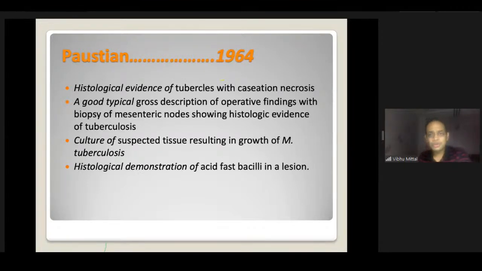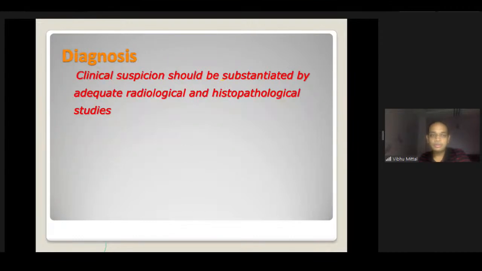Now, going forward, diagnosis. Well, Logan in 1964 said that for diagnosing tuberculosis, you should have histological evidence of tubercles with caseation necrosis; a good typical gross description of operative findings with biopsy of a mesenteric node showing histological evidence of tuberculosis; culture of suspected tissue resulting in growth of M. tuberculosis; and histological demonstration of acid-fast bacilli in the lesion. And as most of us would agree here, this is usually not feasible. Diagnosis is more by clinical suspicion, which is substantiated by adequate radiological and histopathological studies.